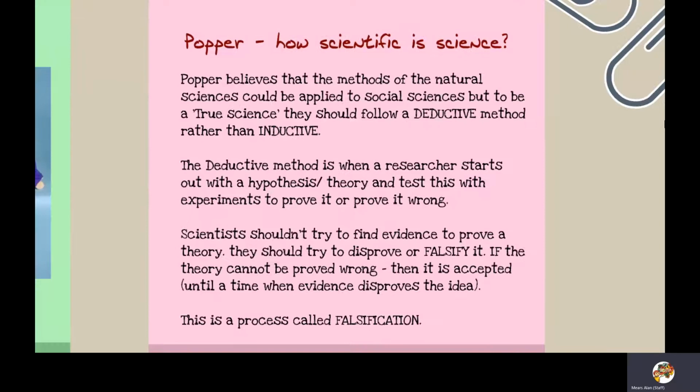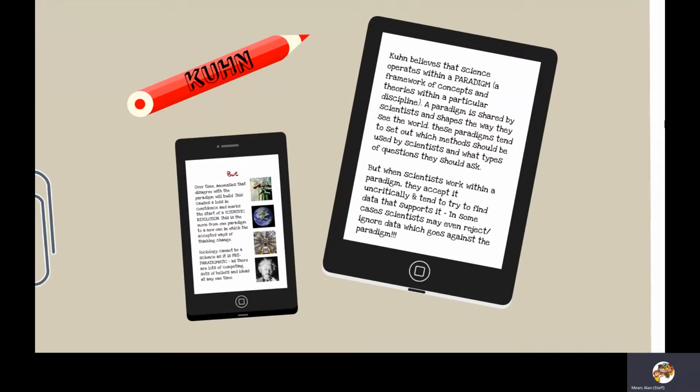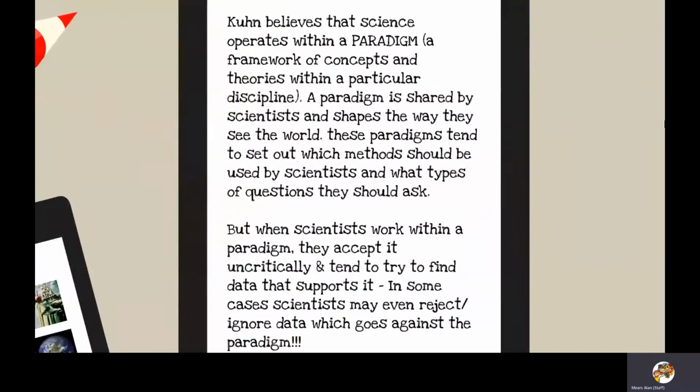So some of the other things we need to think about is Kuhn. Now, Kuhn talks about science and has a particular set of ideas that apply to this debate. So Kuhn believes that science operates within this thing called a paradigm, and this is a framework, a set of ideas, a concept, or a particular discipline. And within a paradigm, all individuals, in this case all scientists, share the same ideas, the same beliefs, the same practices, because they are established as the most accurate or the correct way of doing it.